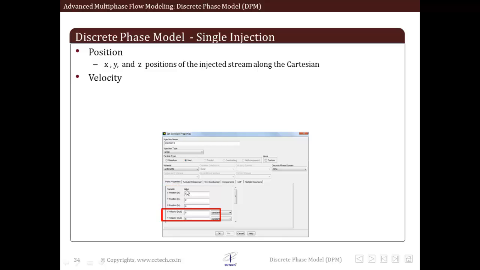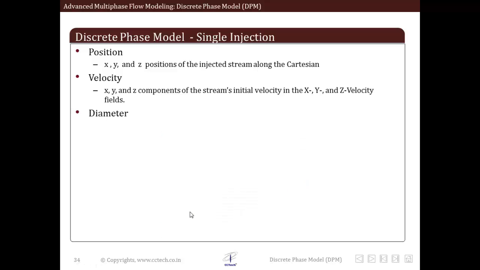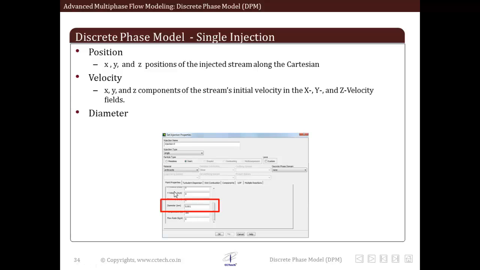Second is velocity. As you can see here, we need to give the three components of velocity in the x, y and z direction. This will be the initial velocity with which the particle will be injected. Next is diameter. We have to give the diameter of the particle that is to be injected here.